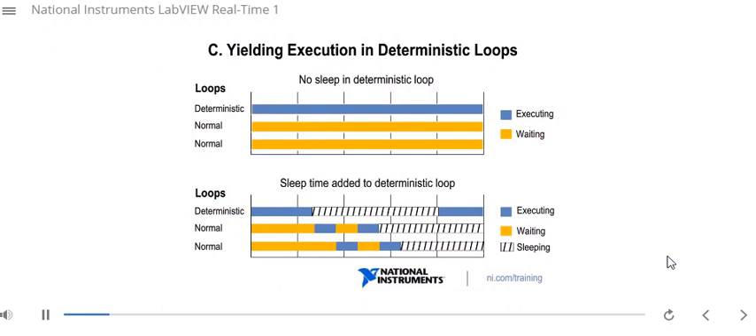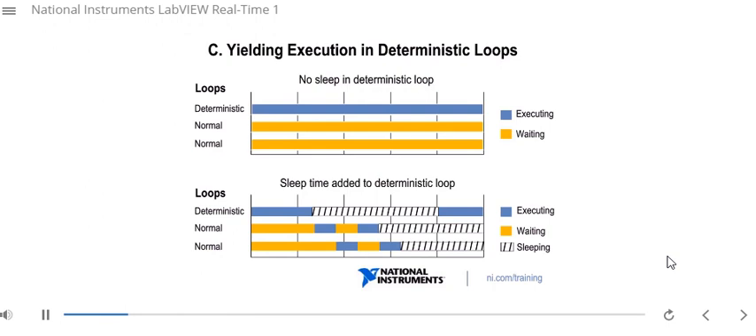Because the deterministic loop has a higher priority, it's going to just keep executing, and it's never going to have time for lower priority loops to execute. If you notice, the deterministic loop is all blue, continuously executing, and the two normal loops are always waiting because there's never any time for them to execute.